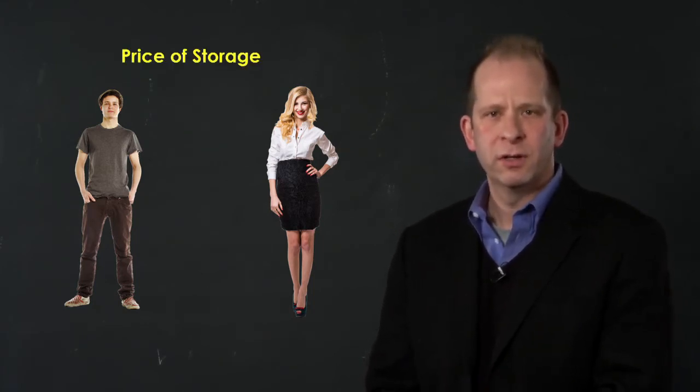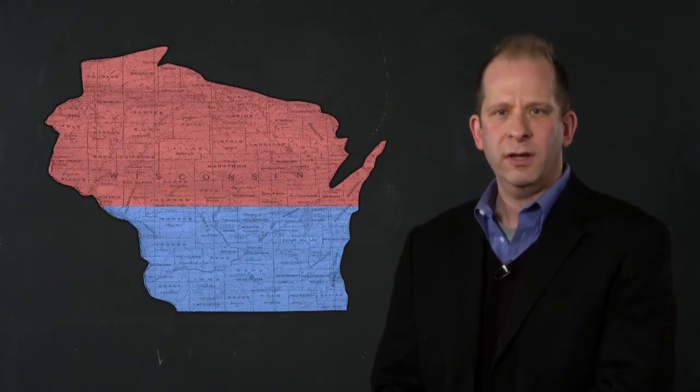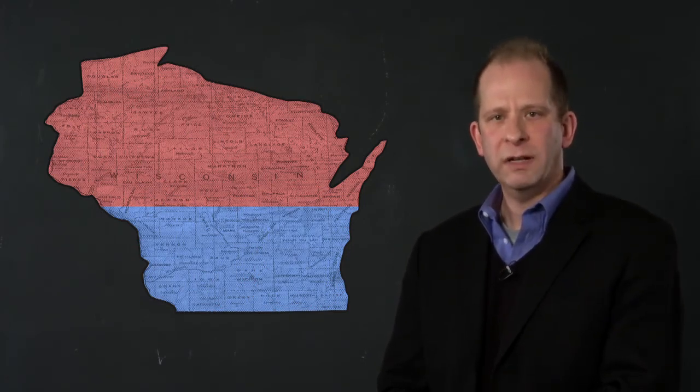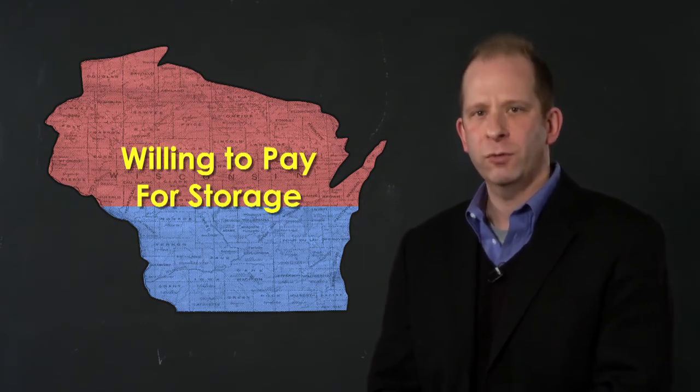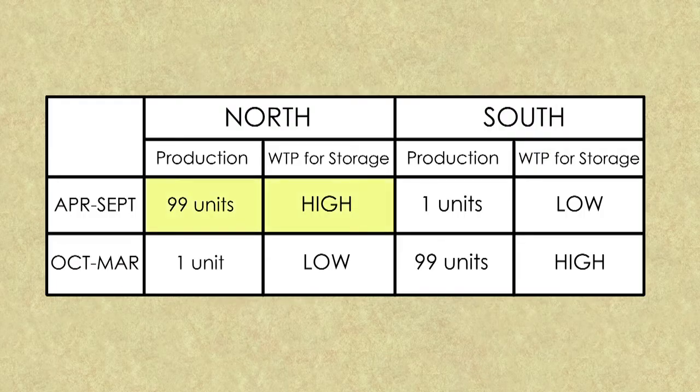It turns out the relevant price here is related to the price of storage. Since within-country storage doesn't exist in this very simple example, and therefore there is no explicit price for within-country storage, the price relevant for trading opportunities is what people would be willing to pay for storage if such a storage technology existed. In April through September, the North has a high willingness to pay for storage. They currently have a lot of food and they know that in 6 months' time they will not have much food, so they would be willing to pay a lot to be able to store some of that.